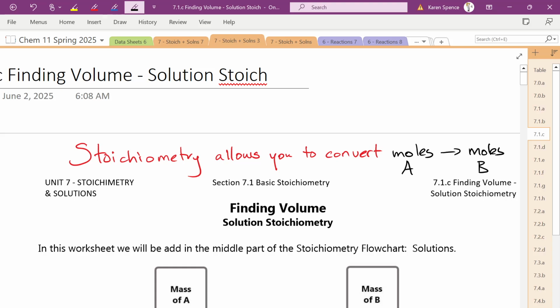So anytime you are doing a stoichiometry problem, for this whole unit, step one is going to be find the moles. Ooh, I forgot to write one. Step one, find moles. Step two is also find moles.